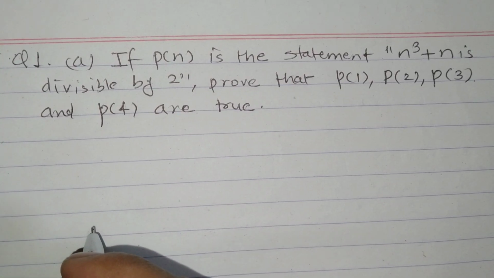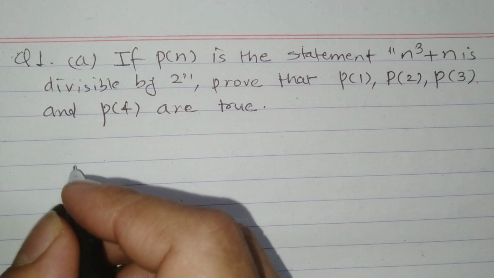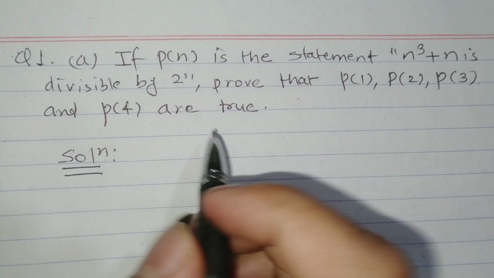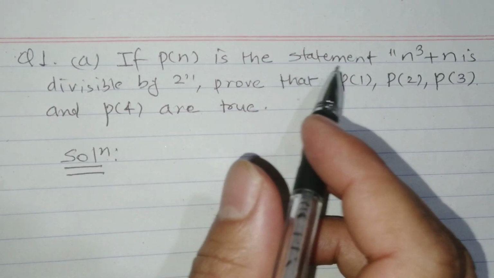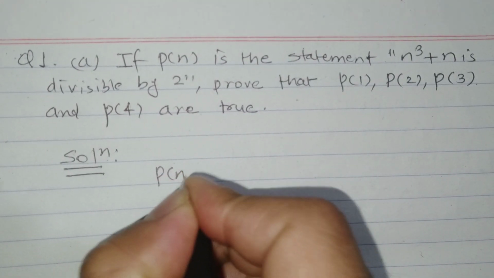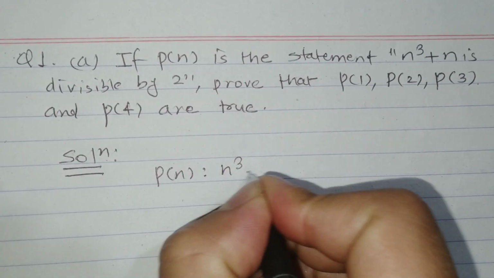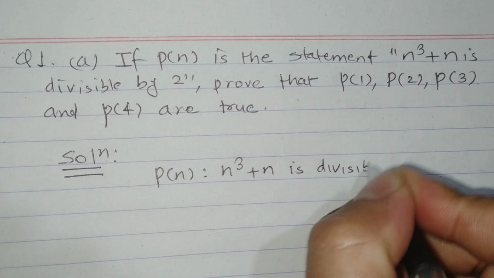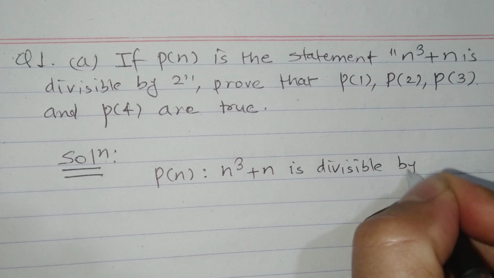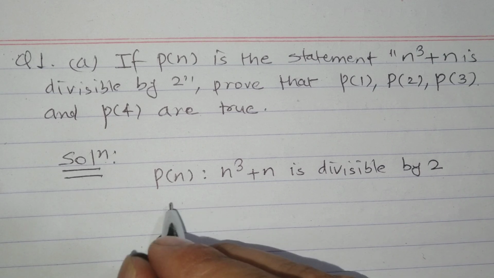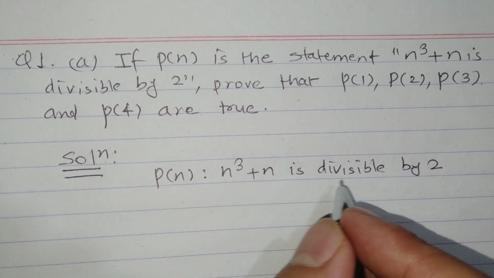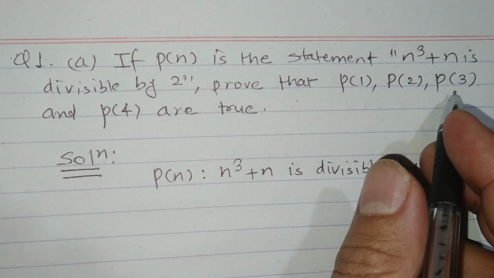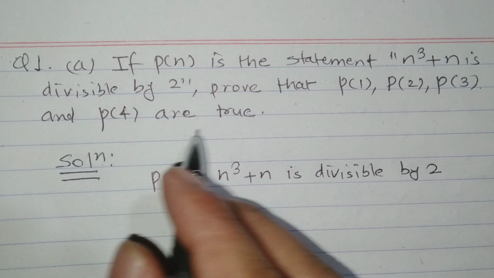So today we are going to solve some of the questions. Our first question is, if Pn is the statement that n cube plus n is divisible by 2. So our statement is n cube plus n is divisible by 2, and we have to prove that P1, P2, P3, and P4 are true.